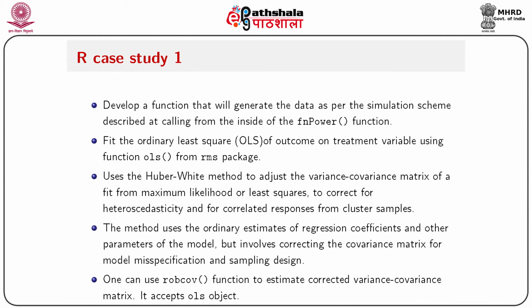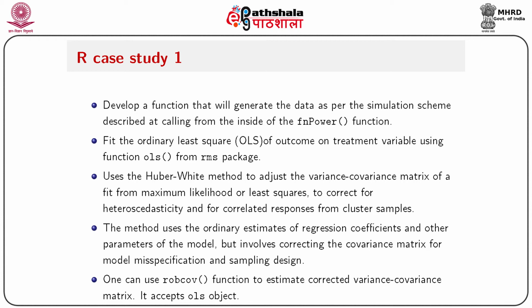So develop a function that will generate the data as per the simulation scheme described, calling it from inside the f_power function. Fit the ordinary least squares of outcome on treatment variable using the function ols from the rms package, using the Huber-White method to adjust the variance-covariance matrix of a fit from maximum likelihood or least squares to correct for heteroscedasticity and for correlated response from cluster samples.